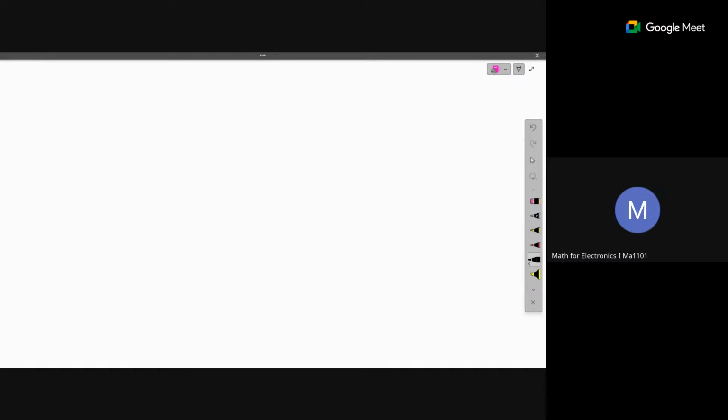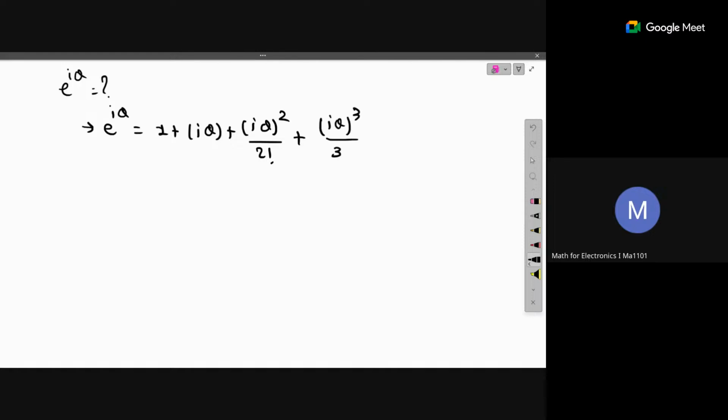So now we want to define what is e to the power iota theta. We know that e to the power x can be defined by a series, so we'll try the same thing with e to the power iota theta too. So e to the power iota theta is equal to 1 plus iota theta plus iota theta the whole square by 2 factorial plus iota theta the whole cube by 3 factorial plus iota theta to the power 4 by 4 factorial plus and so on.